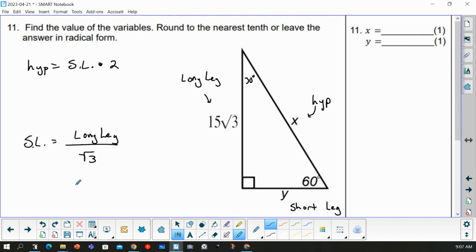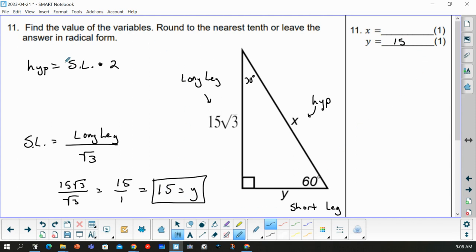So let's write the long leg, 15 root 3, divided by the square root of 3. And just like in the last question, we got a square root of 3 in the numerator and the denominator. When you have the same thing in the numerator and the denominator, they can cancel, leaving me with 15 over 1, or we could just write 15. So this is my y, the short leg. So I can go ahead and put this up here in the answer column, 15.